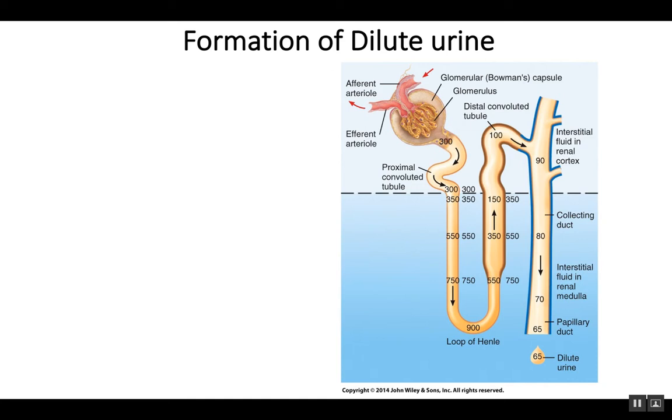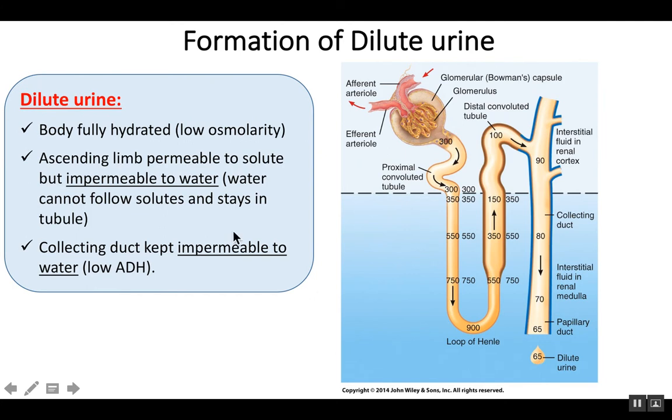But what I want to do is just give you this picture, but more importantly, when we look at ADH, see how it works. But the key concept here is that the collecting duct is impermeable to water. It is not letting water leave the collecting duct. It's keeping water in the collecting duct. And therefore, your urine is dilute. So dilute urine is the urine you produce when the body is fully hydrated, aka a low osmolarity.